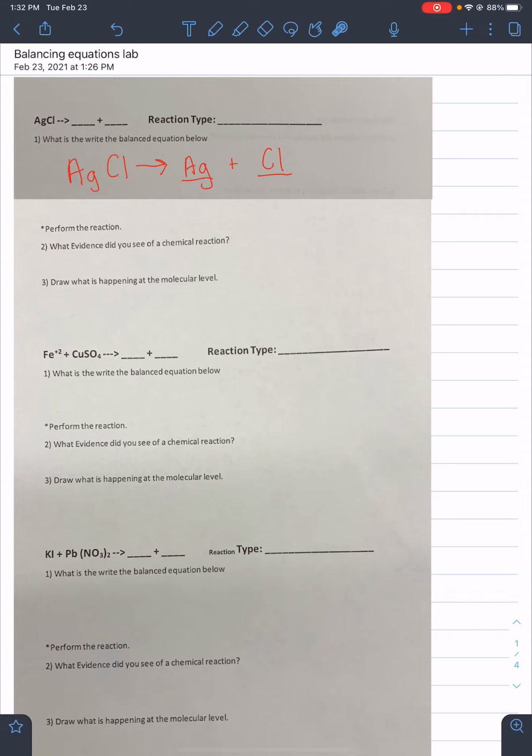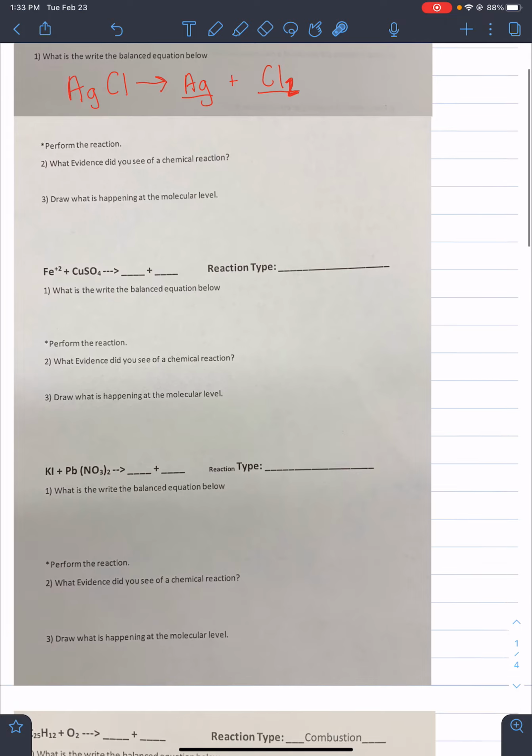Now we need to decide if there's any little numbers down here. We know Ag is a transition metal. That means it's not a diatomic molecule, so it's not going to have any little number down here. Cl, on the other hand, is a diatomic molecule, so it needs a little tiny number down here, a little 2 for the Cl. Alright, so these are the products for that first one. Watch another video if you're confused about how to balance them.